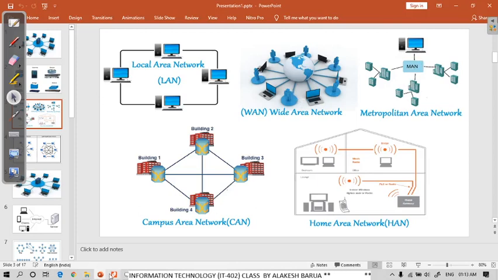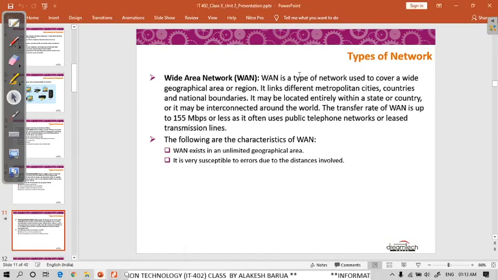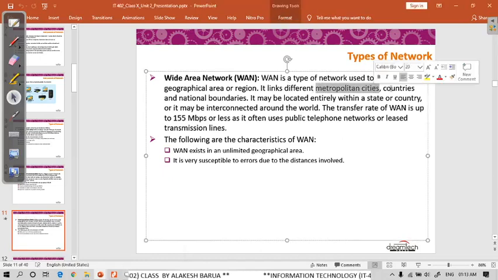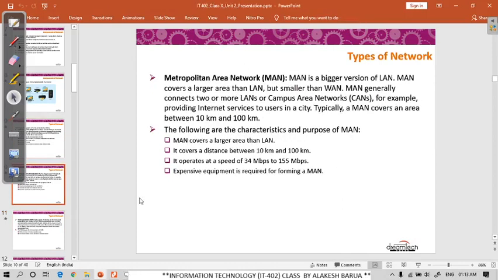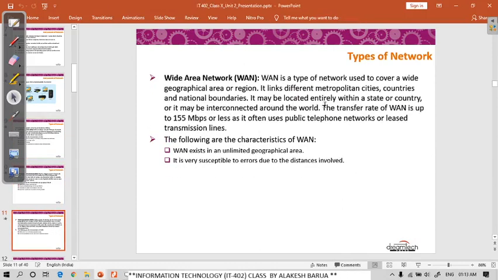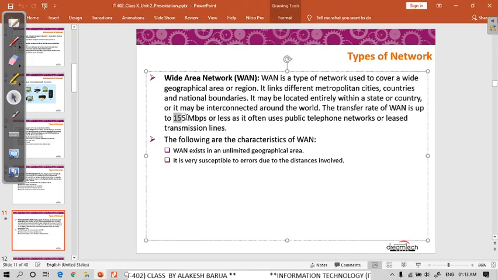Here I'll explain it. A wide area network is a type of network used to cover a wide geographical area or region. It links different metropolitan cities, countries, and national boundaries. So it covers a bigger geographical area than either a LAN or a MAN. It may be located entirely within a state or country, or it may be interconnected around the world. The transfer rate of a WAN is up to 155 Mbps or less because it often uses public networks, which go outside the traditional computer network.